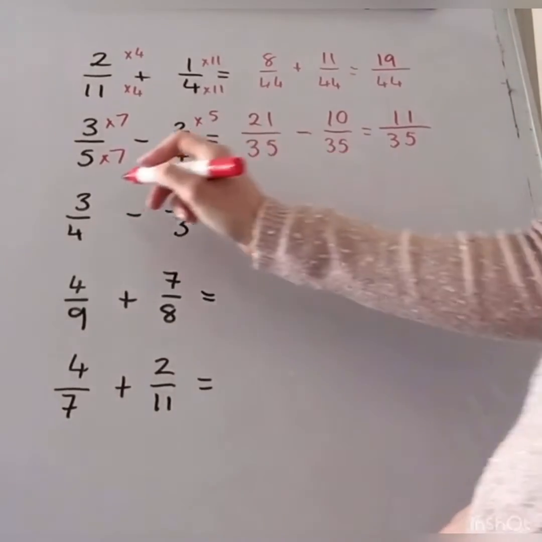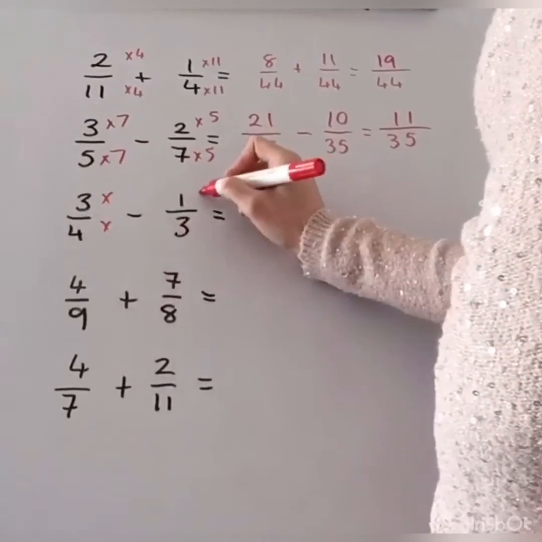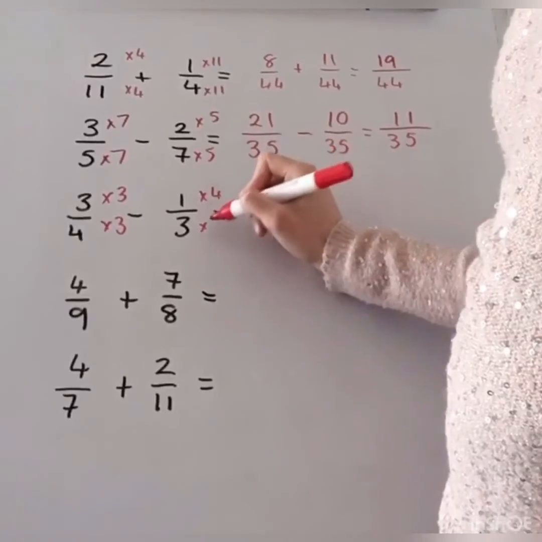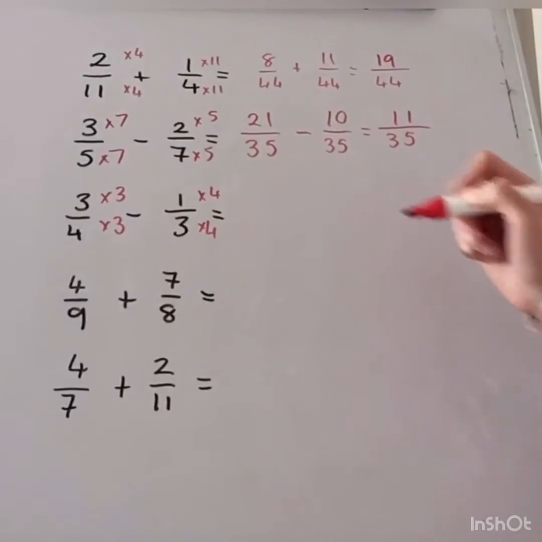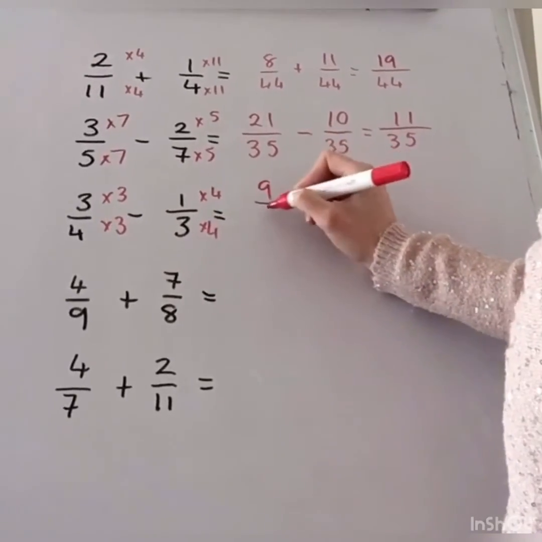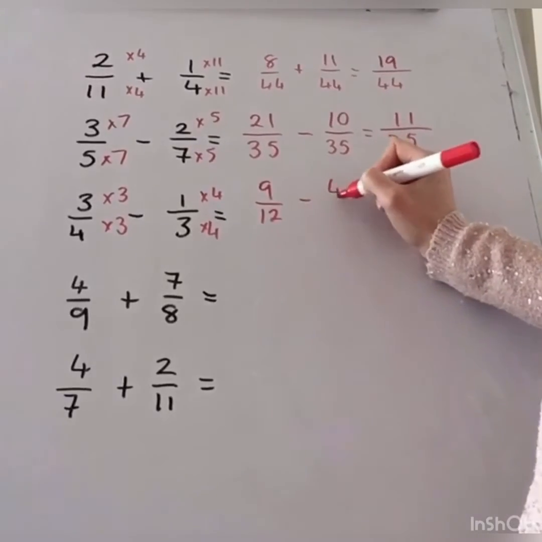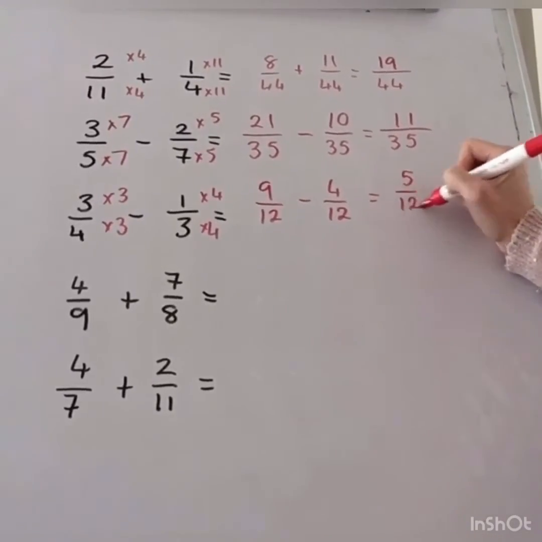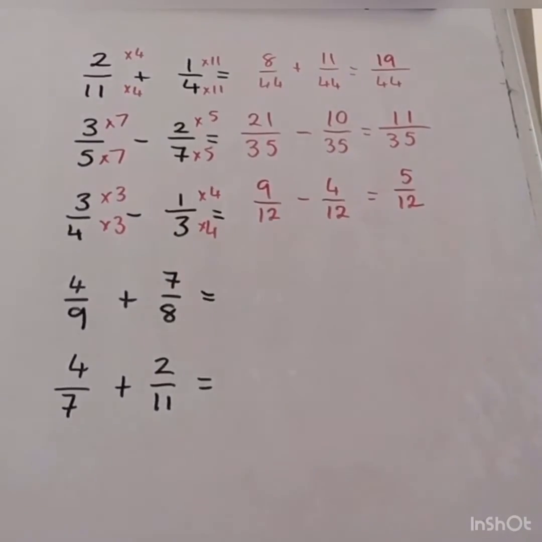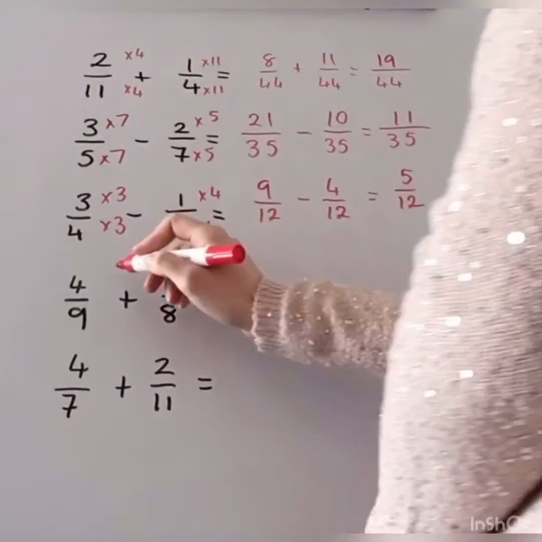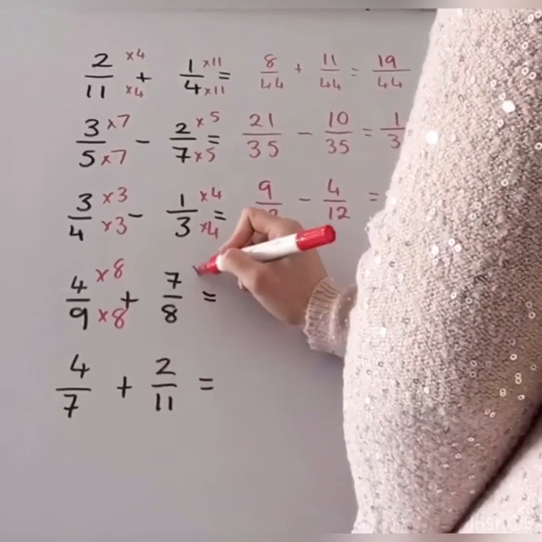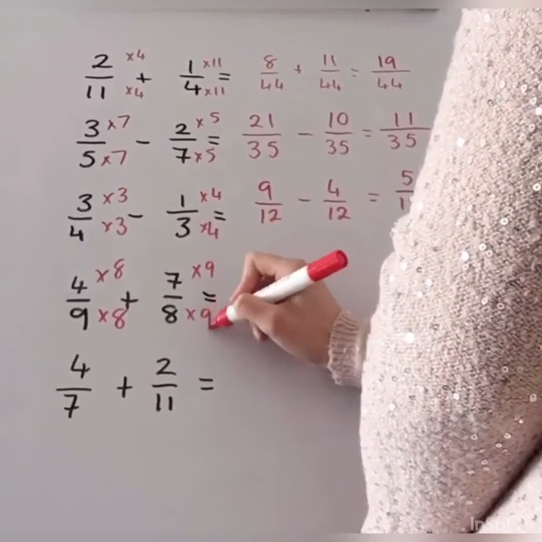Okay, this one here then, going to have to change both again, so you should have multiplied the first fraction by 3, the second fraction by 4, which would have given us 9 over 12, take away 4 over 12, which leaves us with 5/12. On the next one, you should have realised that you needed to multiply the first fraction by 8 and the second fraction by 9.